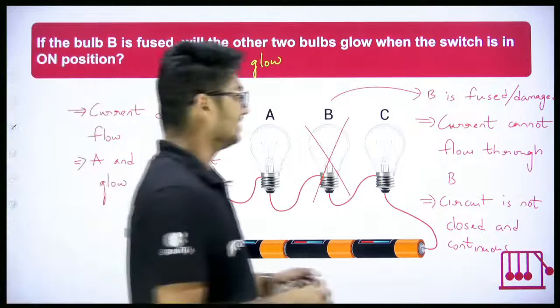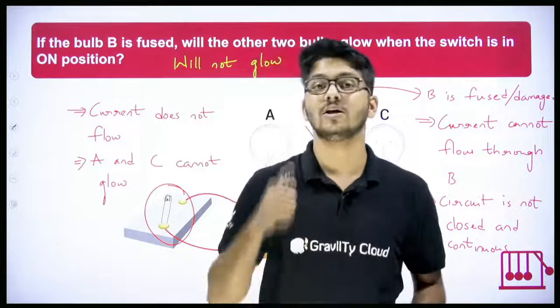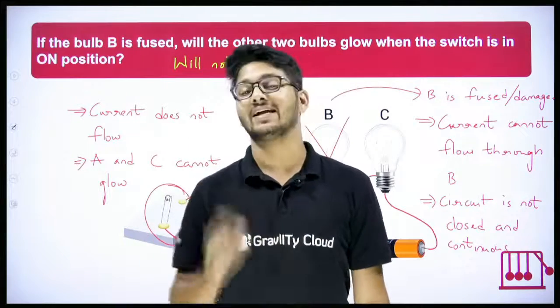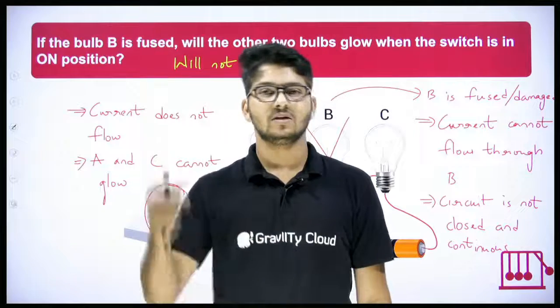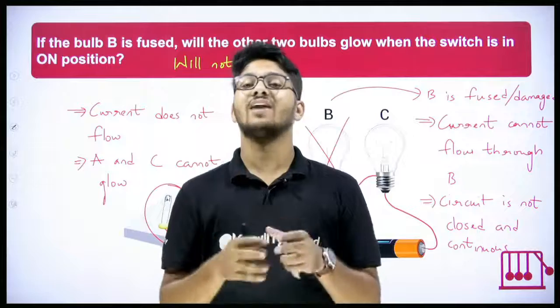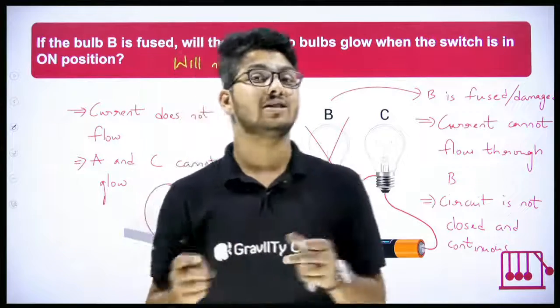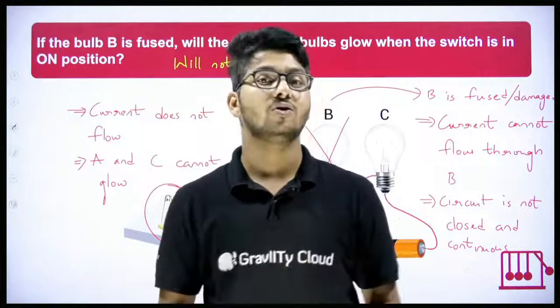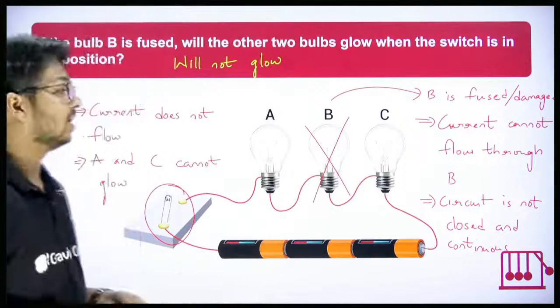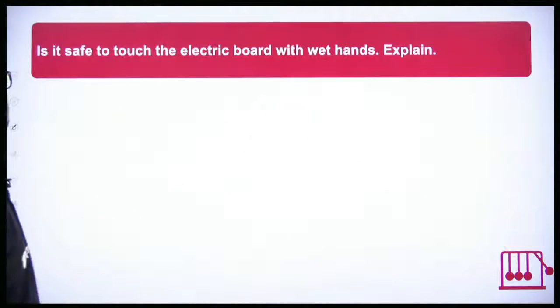Understood? So these are the reasons. B is fused, B is damaged, current cannot flow through B. That means the circuit is incomplete. The circuit is not continuous. So the current will not flow, and when the current does not flow, the bulbs A and C do not glow. Clear? Simple? Good. Next question.